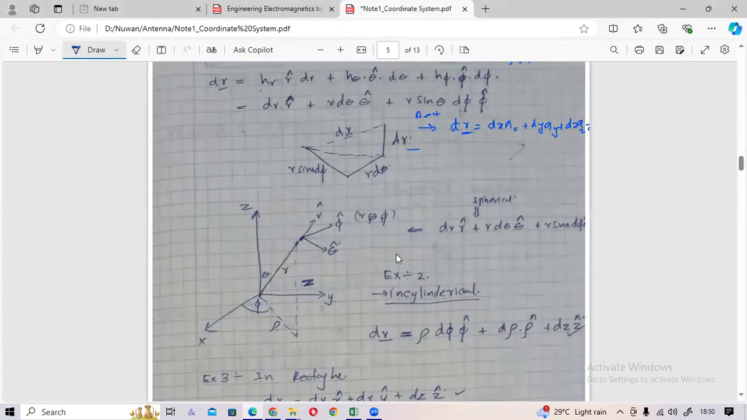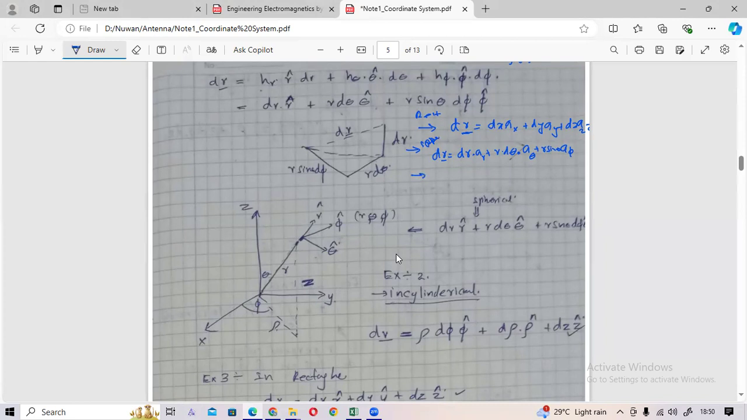Another one: if you consider the spherical coordinate, any little shift can be written as dr in the r direction, plus r d theta in the theta direction, plus r sine theta d phi in the phi direction. So this is the spherical coordinate.